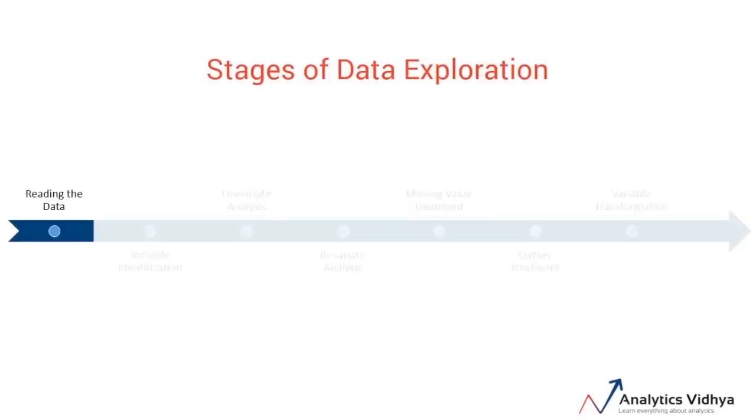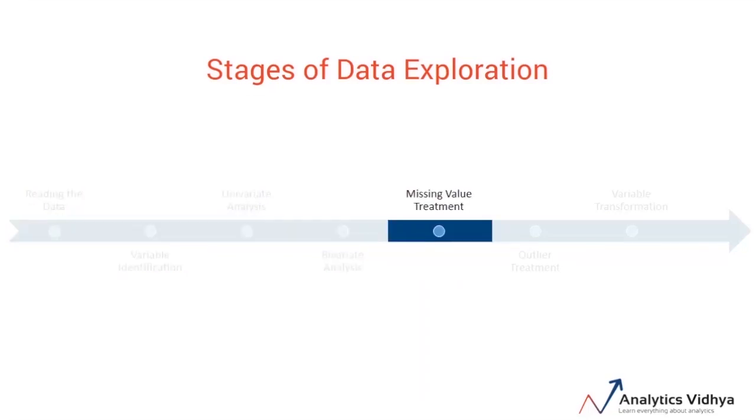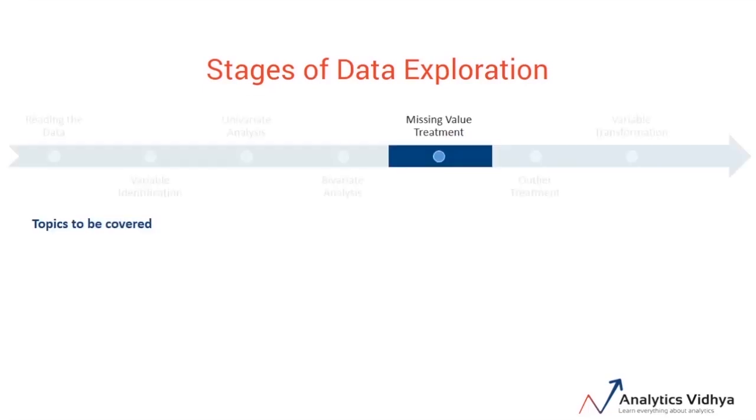In the previous videos, we had a look at reading the data in Jupyter Notebook, variable identification, univariate analysis, and bivariate analysis. In this video, we will discuss the techniques of missing value treatment. Let's have a look at the topics that we'll be covering in this video.